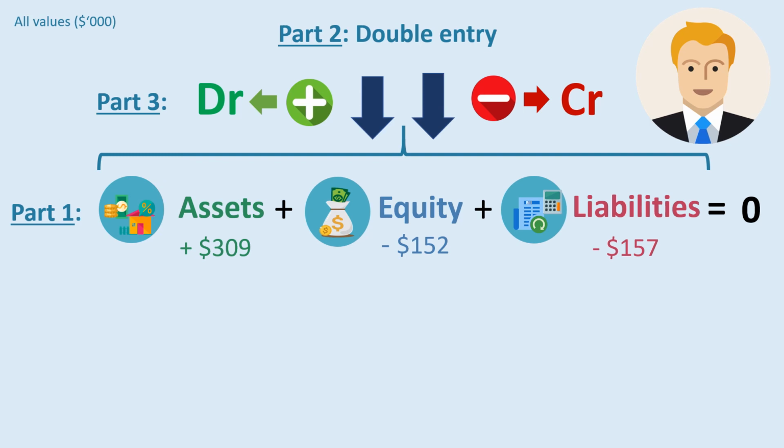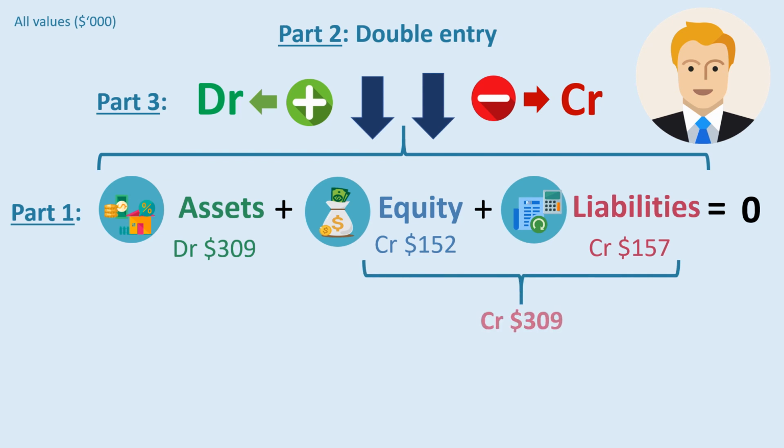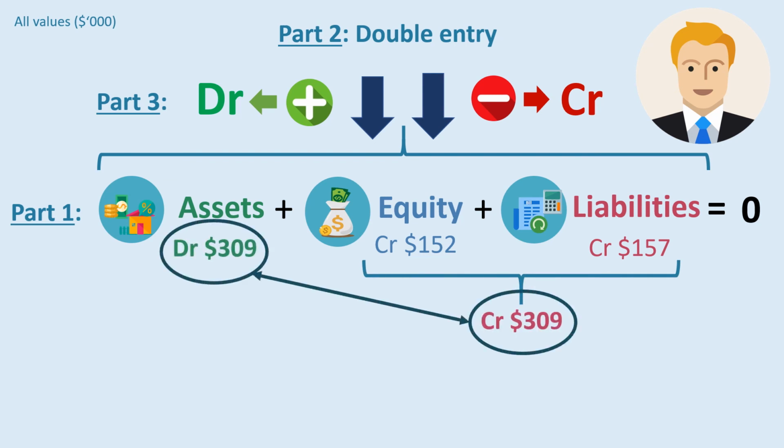Now, if we replace in our accounting equation the pluses with debits and minuses with credits, we get a variation of the basic accounting equation. All debits should equal all credits. In our example, the sum of all debits is 309, which is also the sum of all credits.